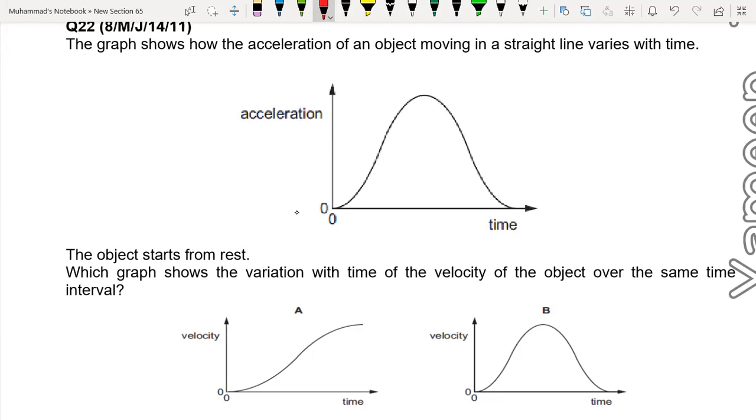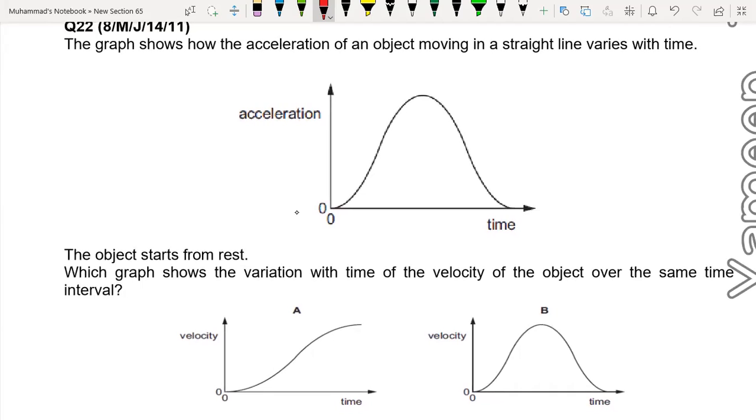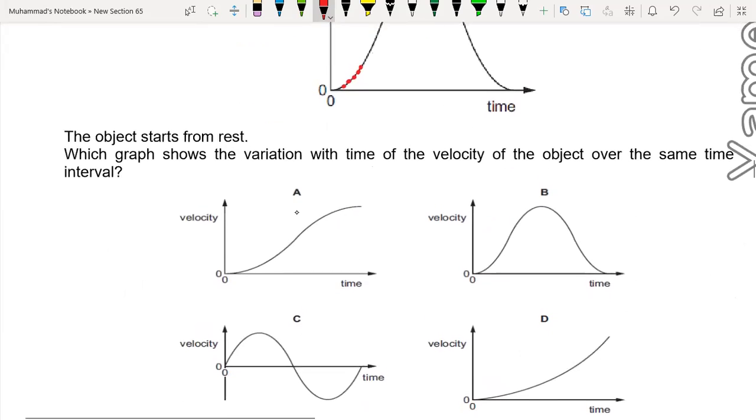Which graph shows the variation with time of the velocity of an object over the same time interval? So we are given an acceleration-time graph, so we have to find the velocity-time graph. The gradient of the velocity-time graph is the acceleration. So if acceleration is increasing till that point, that shows the gradient should increase.